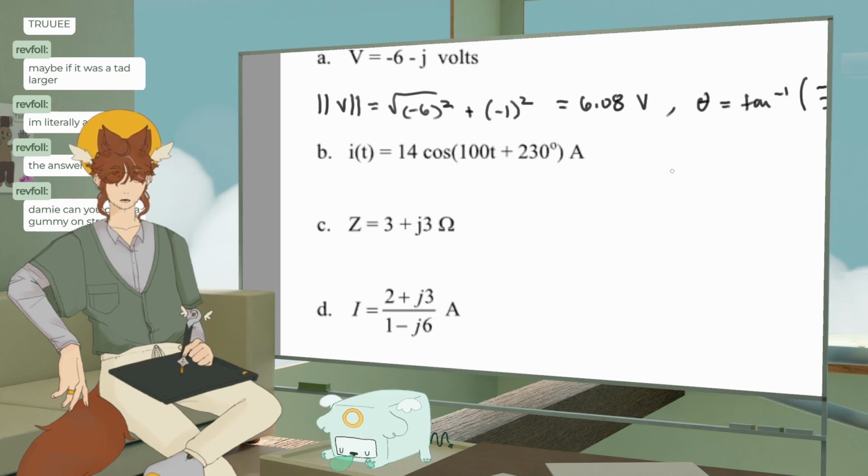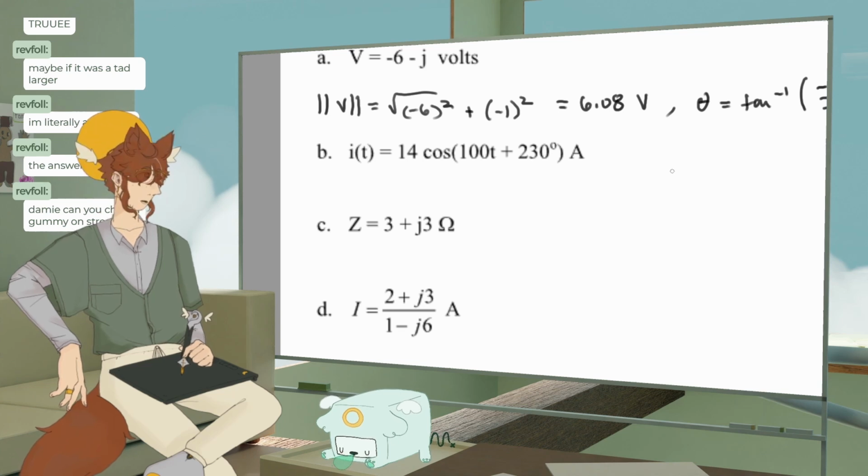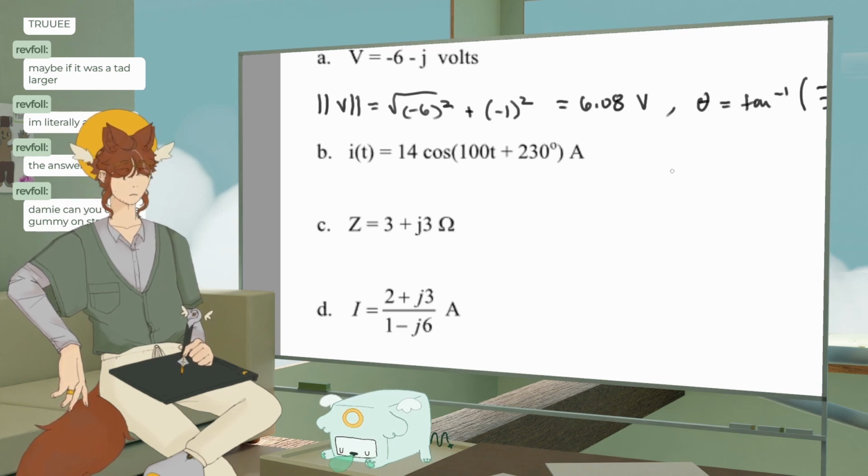14 cosine 100. So omega. Okay. I just said crazy things. 14 cosine 100 t plus 230 degrees. In this case, our theta is 230, or well, our phase shift is 230. I don't know if that's the theta that we actually need though, because they don't tell me anything. So, you know, I love that.